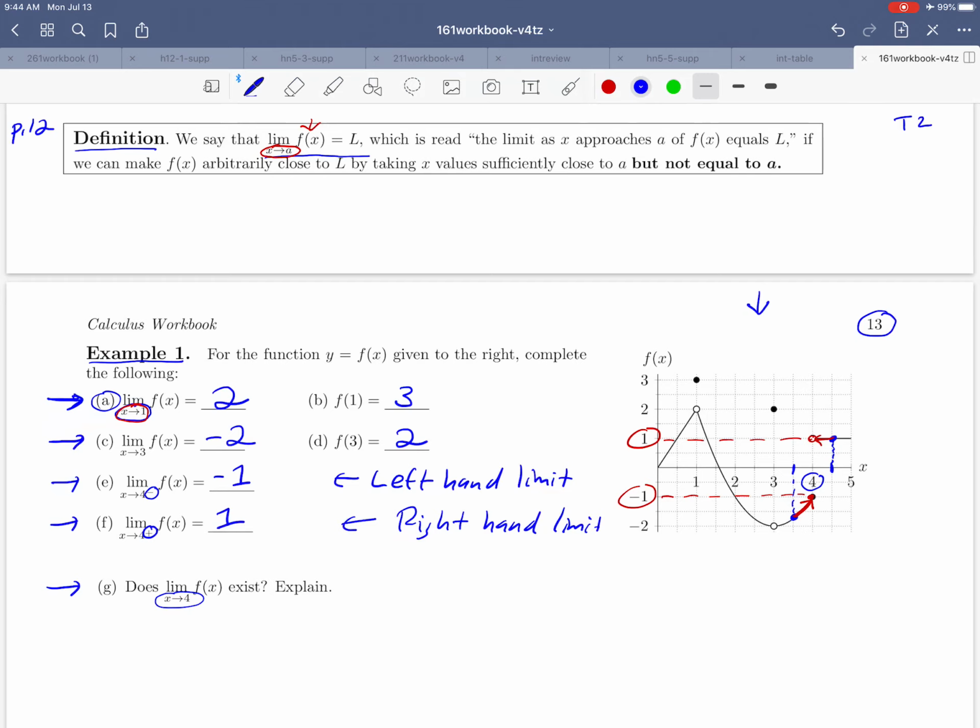Do we get the same result if we approach 4 from the right-hand side and the left-hand side? Well, if you look at our answers to E and F, the answer is no. We looked at the left-hand side and the right-hand side separately, and we got two different numbers. And when that happens, we say that the overall limit, and that's what's going on in G, does not exist. So this limit does not exist because the limit from the left-hand side of 4 does not equal the limit from the right-hand side.